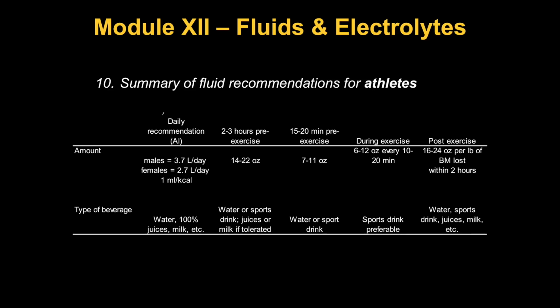Here is a table summarizing the recommendations for athletes. In this column, there's the daily recommendation, just general recommendations for adequate intake for most people. We've got 2 to 3 hours prior to exercise. How much should we be consuming? About 14 to 22 ounces. Then 15 to 20 minutes pre-exercise, consuming 7 to 11 ounces of fluid. During exercise, every 10 to 20 minutes, we're going to consume about 6 to 12 ounces of fluid. And then post-exercise, 16 to 24 ounces per pound of body mass loss within 2 hours of completion of the exercise.